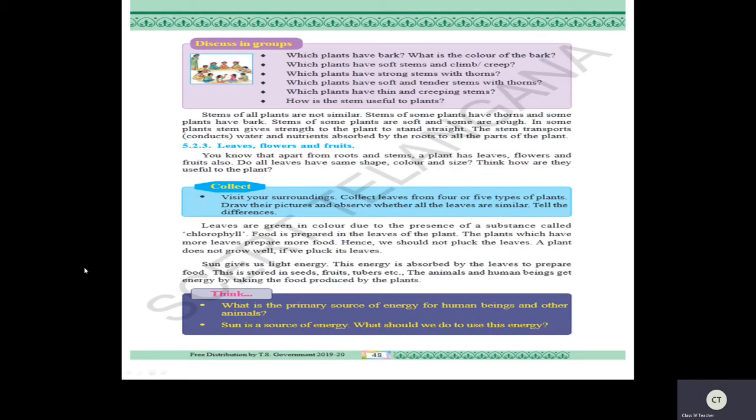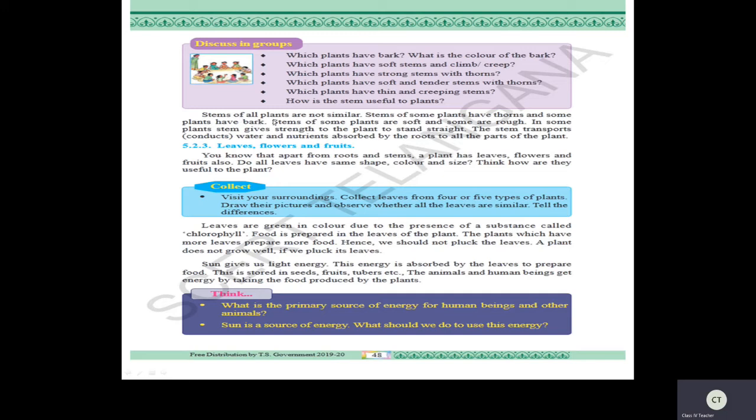Now, see here, a few questions are given. Which plants have bark? What is the color of the bark? So all these questions we will discuss in the next slide. Let us see more briefly about the stems.